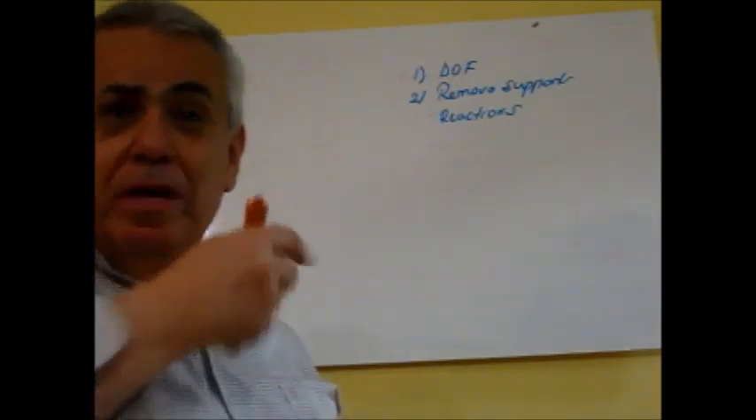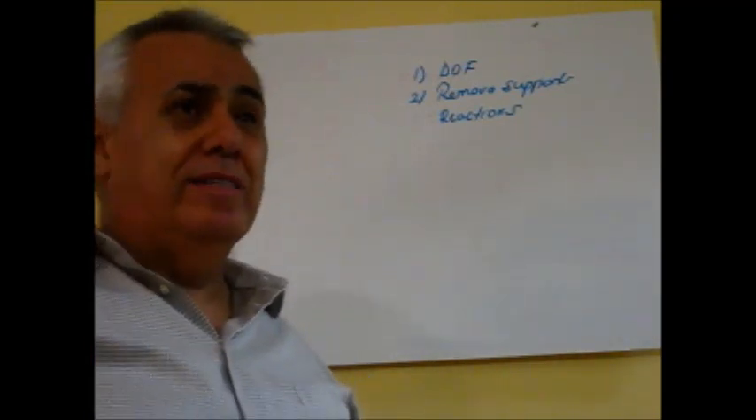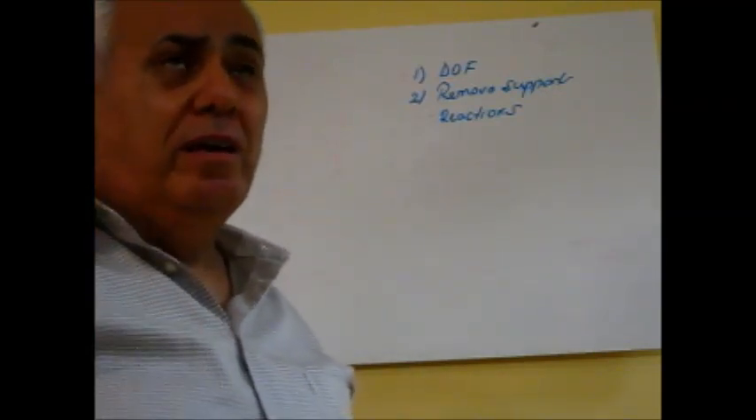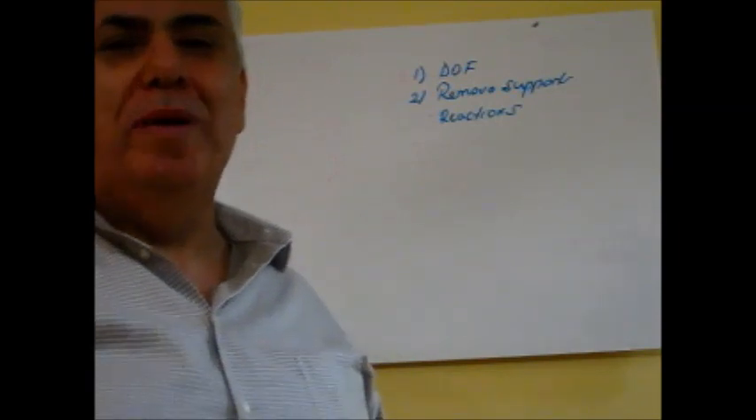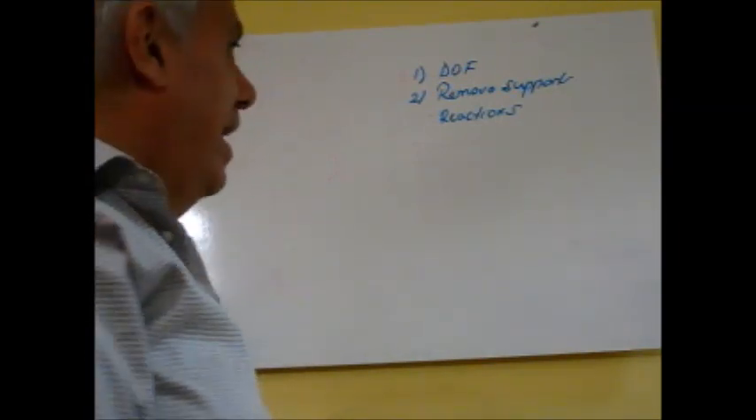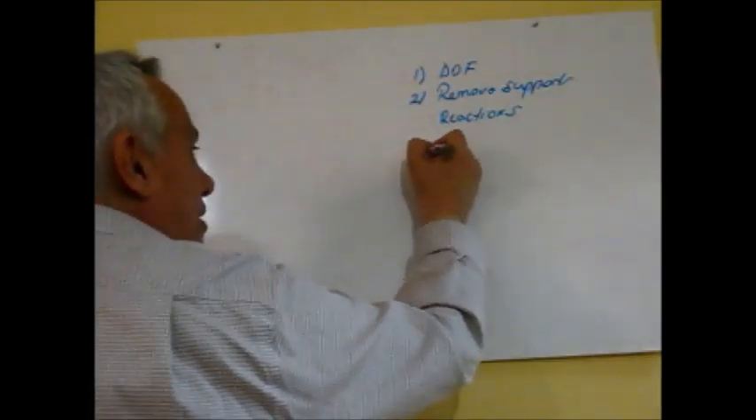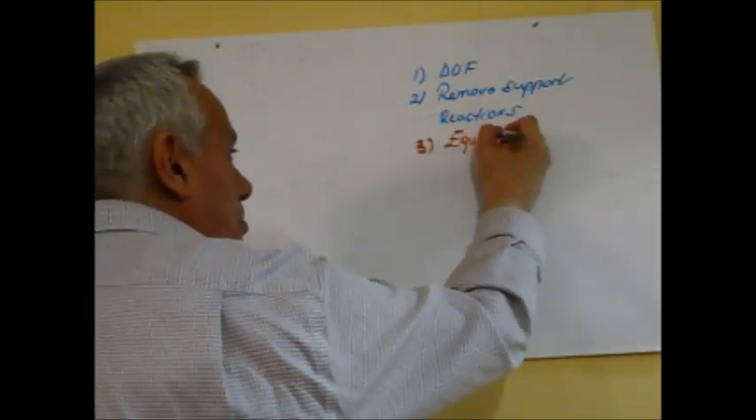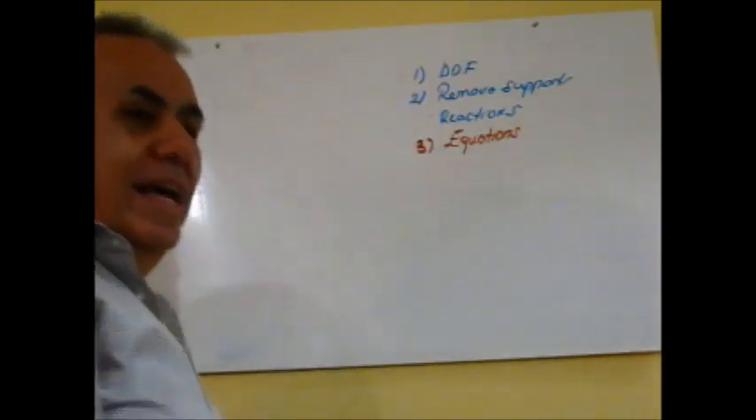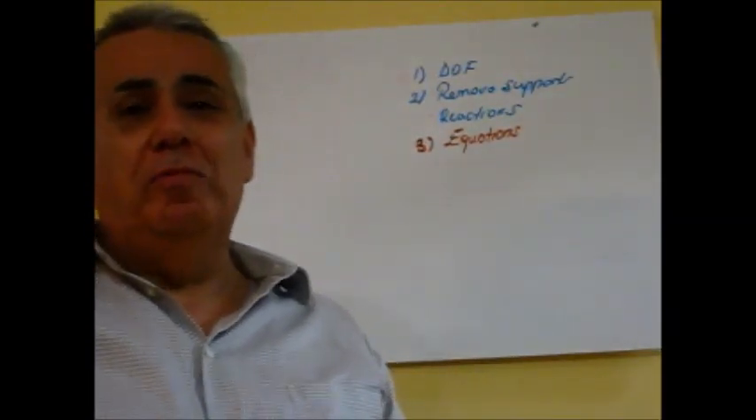What is a free body diagram? The structure, we keep some important things. First, we have to respect the number of degrees of freedom. Second, we have to respect the geometry of the structure. And third step, I'm going to write the equations of statics. And this is the normal way we solve problems in statics.